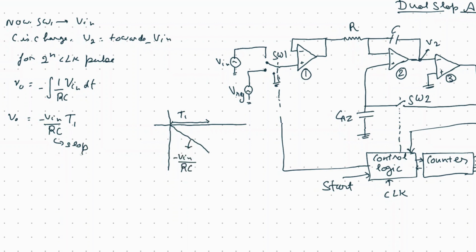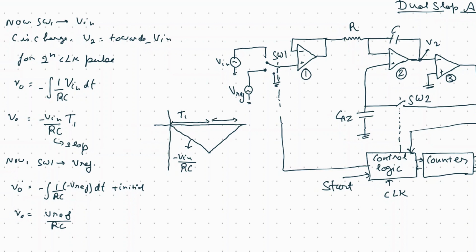Now switch SW1 will be connected to V reference, which has opposite polarity to that of V input. So the output will be minus 1 by RC times the integral of minus V reference dt. Since V reference is negative, the negative becomes positive. So the output will be the integral of 1 by RC times V reference dt plus the initial value, and this initial value was the previous value it had. So V output is V reference by RC times T2 minus V input by RC times T1.